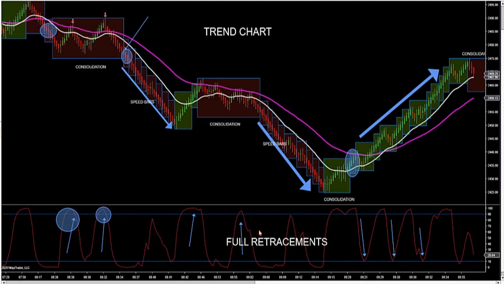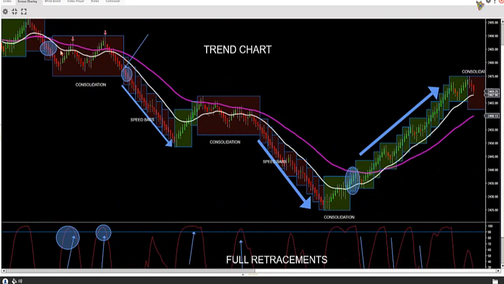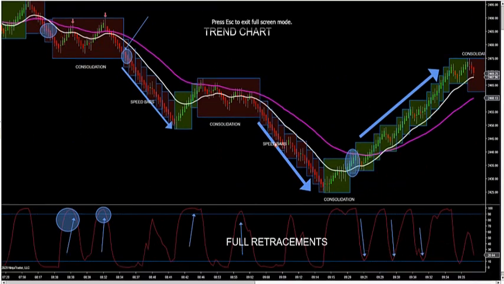Below here is a full retracement indicator. What I want to see is, if I'm in a downtrend where moving averages are down, which we were at this point in time, then I want to see full retracements on my indicator below to let me know when the market's at a possible exhaustion point at the high or low point in the market. So here's the easiest way to spot trades.